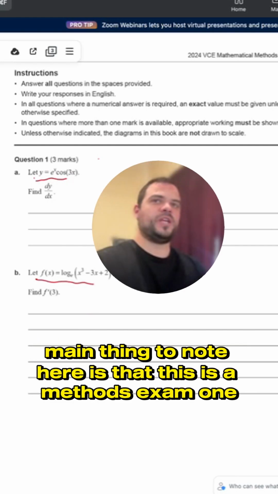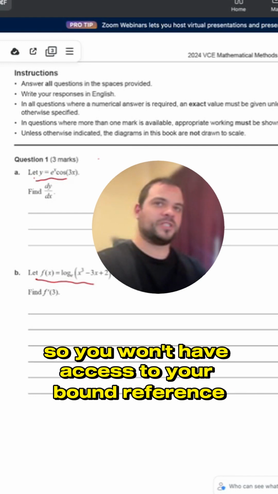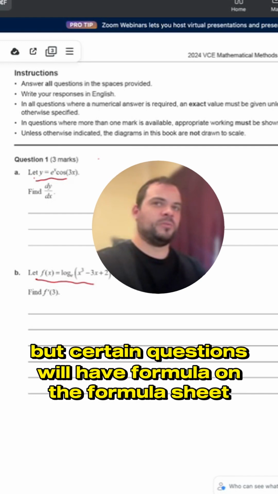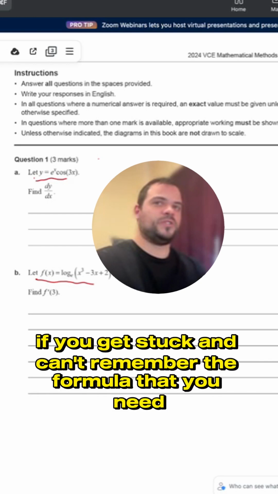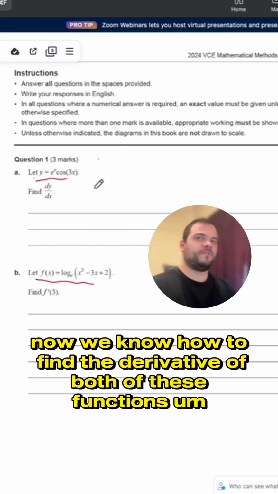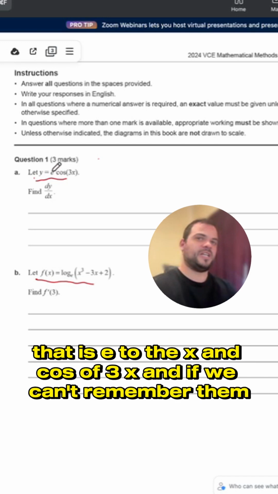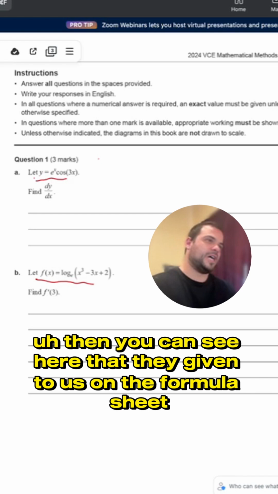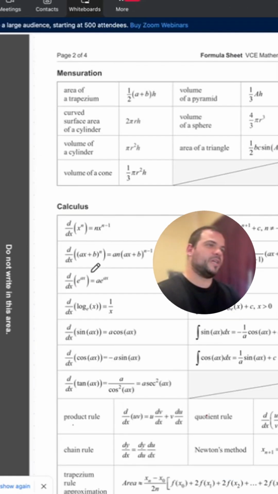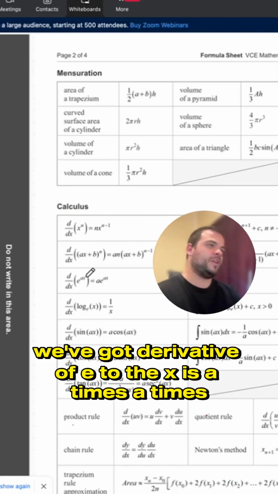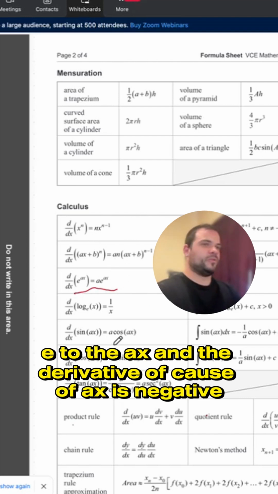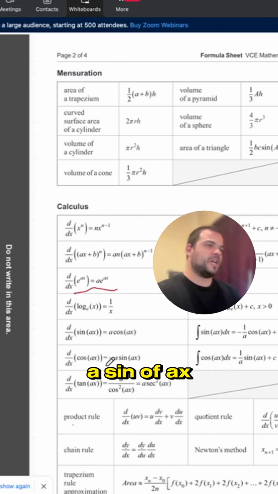The main thing to note here is that this is a Methods Exam 1, so you won't have access to your bound reference. But certain questions will have formulae on the formula sheet that you can use if you get stuck and can't remember the formula that you need. Now we know how to find the derivative of both of these functions, that is e to the x and cos of 3x. And if we can't remember them, they're given to us on the formula sheet. The derivative of e to the ax is a times e to the ax, and the derivative of cos of ax is negative a sine of ax.